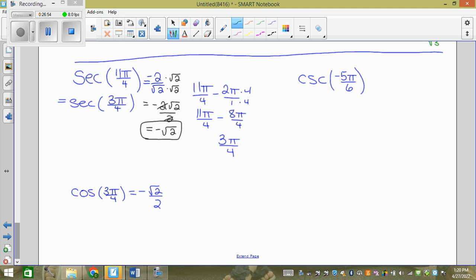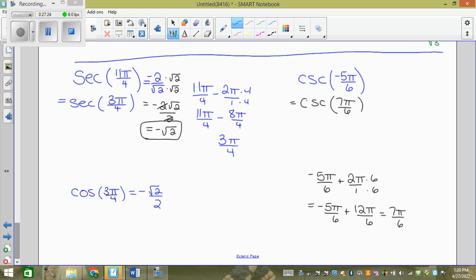Okay, what about cosecant of negative 5 pi over 6? We have to take negative 5 pi over 6 and add 2 pi. We're going to multiply by 6, so you get negative 5 pi over 6 plus 12 pi over 6, which gets me 7 pi over 6. Then I find sine of 7 pi over 6. Sine of 7 pi over 6 is negative 1/2. We agree? So what's cosecant of it? Negative 2.